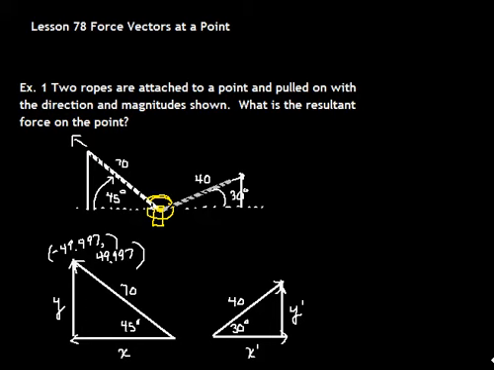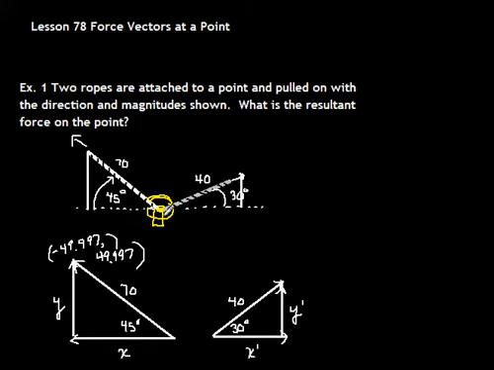Okay, lesson 78, force vectors on a point. Let's just get into example 1. Two ropes are attached to a point and pulled on with the direction and magnitude shown. What is the resultant force?